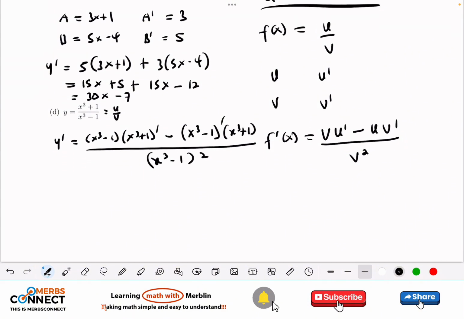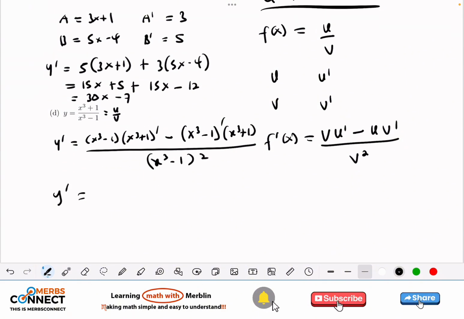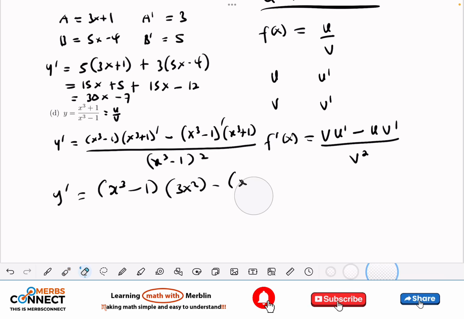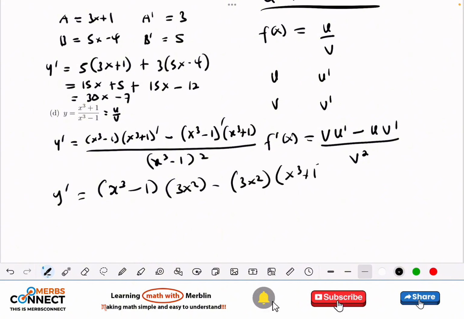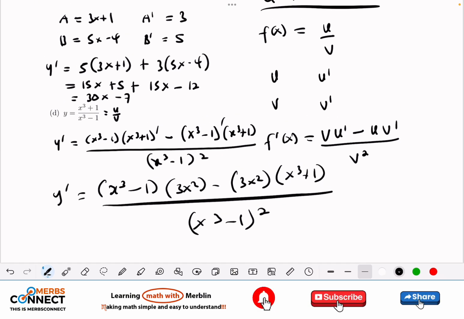Good. So now let's go. Y prime will be equal to 3x to the power 3 minus 1. Then when I differentiate this, what are we going to get? 3x squared minus x to the power... So now I need to differentiate this. What am I going to get? I'm going to have 3x squared, then I'll maintain 3 plus 1, all divided by x to the power 3 minus 1 squared. Right. So this is what I'm going to get.